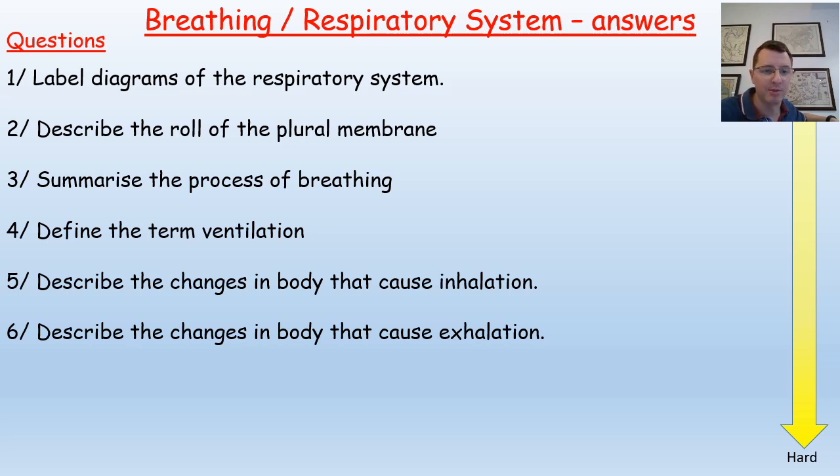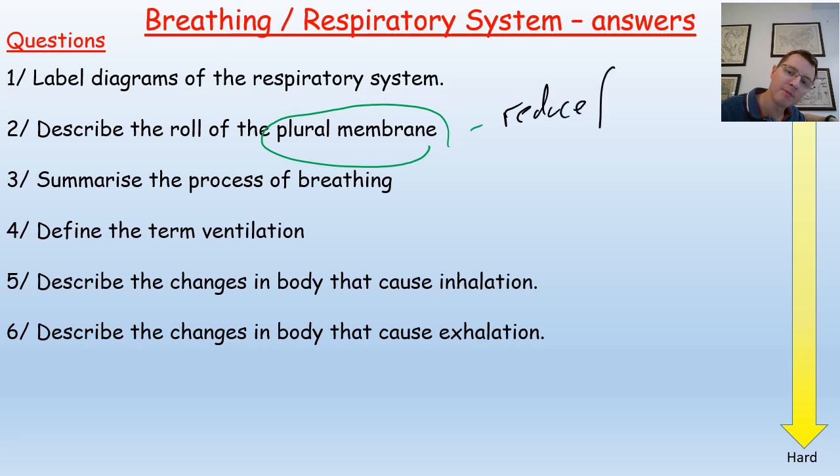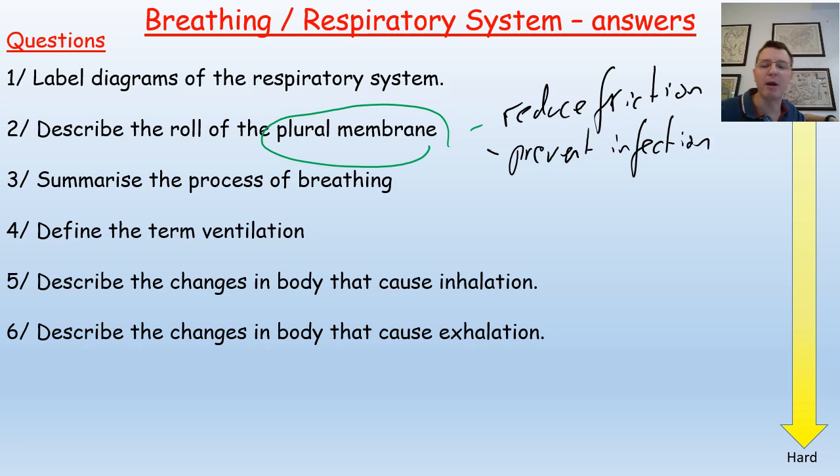and you must know where the intercostal rib muscles and the diaphragm is. Describe the role of the pleural membrane. Well, that pleural membrane is there to reduce friction when the lungs are moving, and it's also there to prevent infection. It's a barrier to microorganisms.